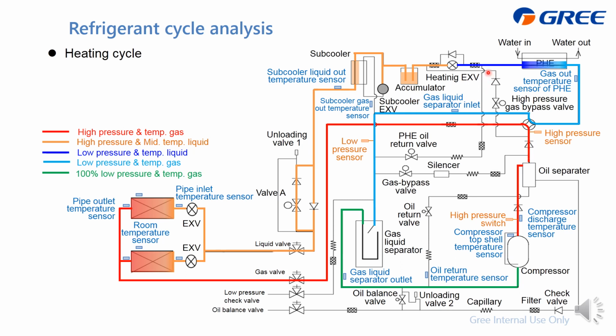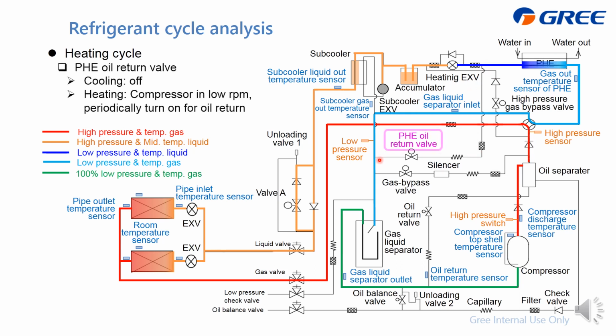And also for the heat tank, there is another point, this preheat exchanger oil return. Depending on the operating type, we will turn on this preheat exchanger oil return valve to ensure the oil which is accumulated at the bottom of this preheat exchanger flows back, from here to the gas liquid separator. And then also here there is a hole for the oil to flow back to the compressor for lubrication. And this is the difference compared with the air cool.